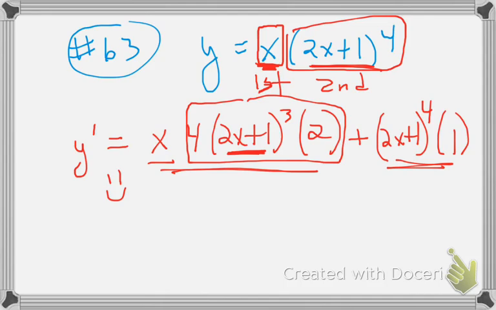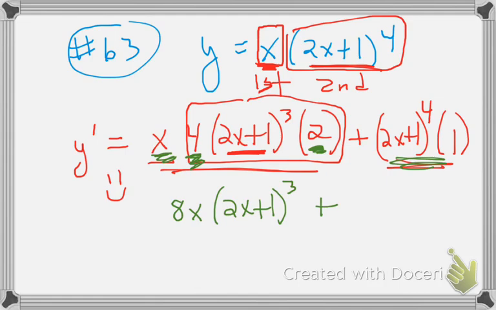So, let me grab another color here. Green. So, 4 times 2, let's practice cleaning, is 8. And then times x is 8x, because they're all connected with multiplication. So you have 8x and then (2x plus 1) whole thing cubed. Plus, and over here we luck out because 1 times anything is itself, so we just have (2x plus 1) whole thing to the fourth.